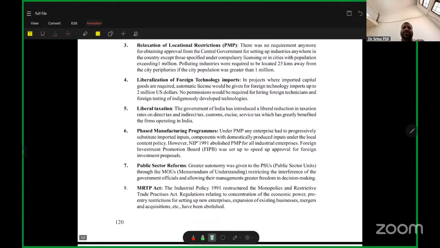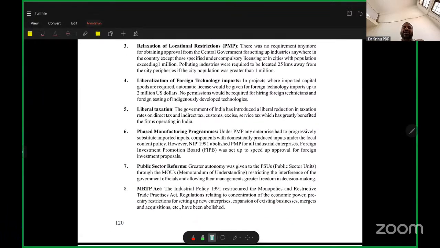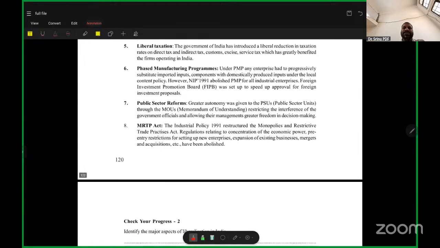Okay. Now, liberalization of foreign technology imports. We can adopt foreign technology; we can import technology from abroad also. Liberalization of taxation: there were many changes there also. And phased manufacturing programs: under the phased manufacturing programs, firms had to progressively substitute inputs and components with domestically produced inputs under the local content policy. However, the New Industrial Policy 1991 abolished the phased manufacturing program.